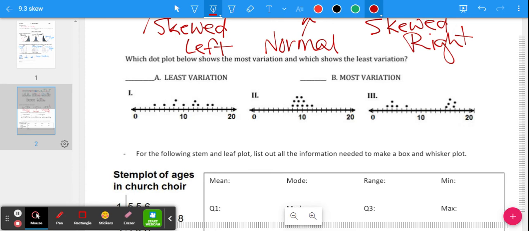So variation tells us how spread out the information is. So the one that has the least variation is number 2. And then the dot plot that has the most variation. So this one has 2 peaks of information. So it's not as varied as this one. So the most variation is number 1. Because the other one has 2 groups. So it's not very spread out because it's groups.